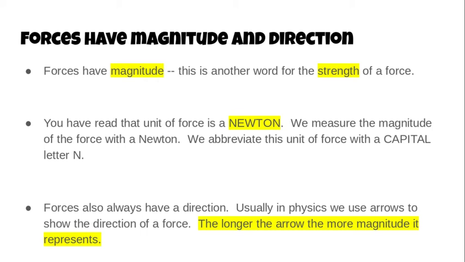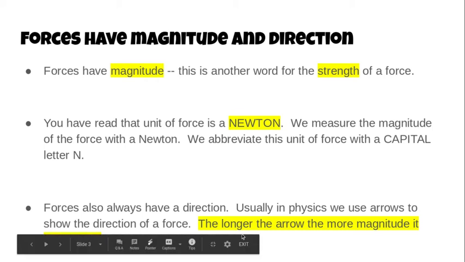Also, forces have a direction. So in physics, we use something called free body diagrams, where you're going to see arrows to show the direction of forces. And one of the important things to remember is the longer the arrow, the more magnitude or the more strength that force has.